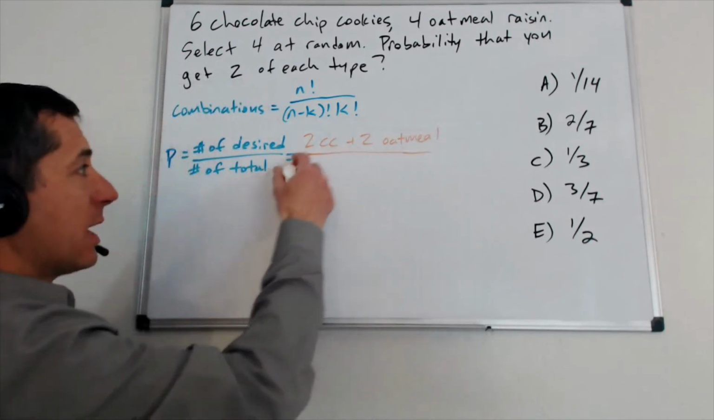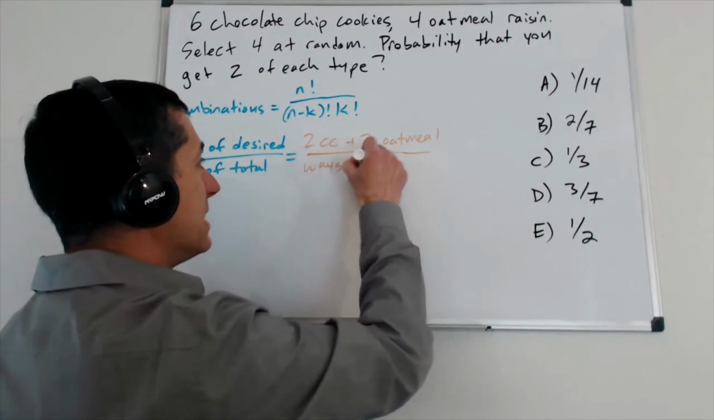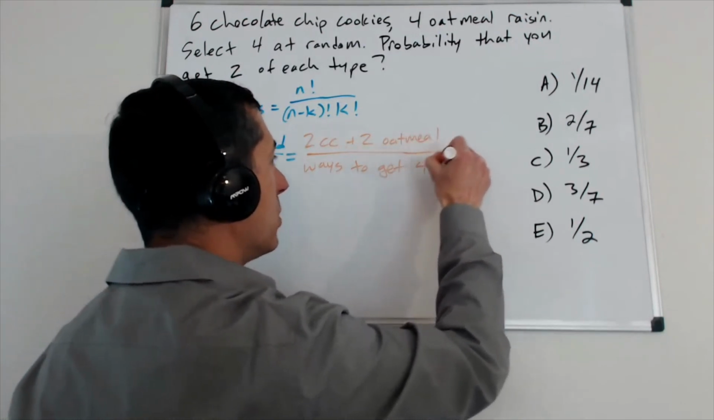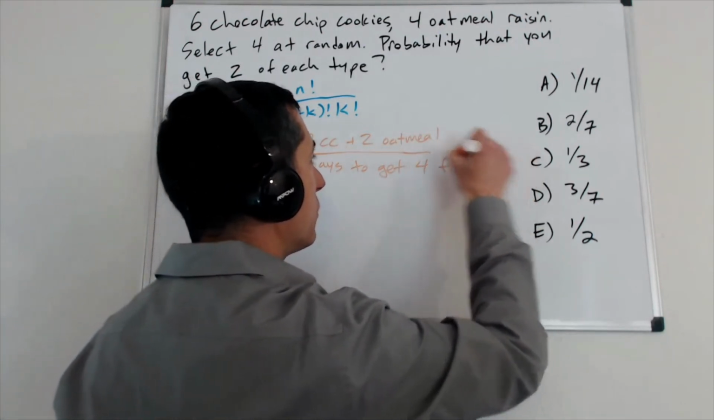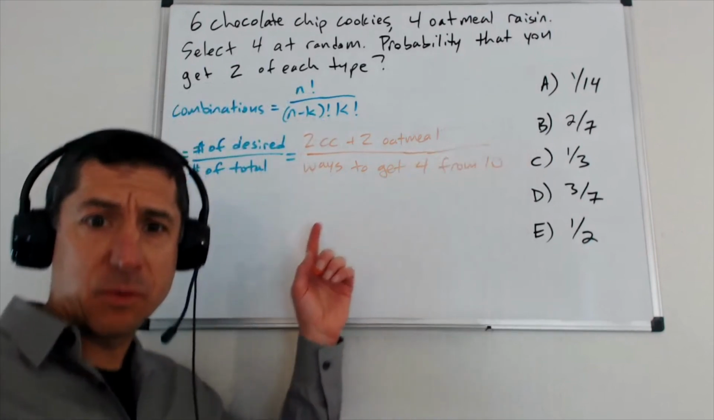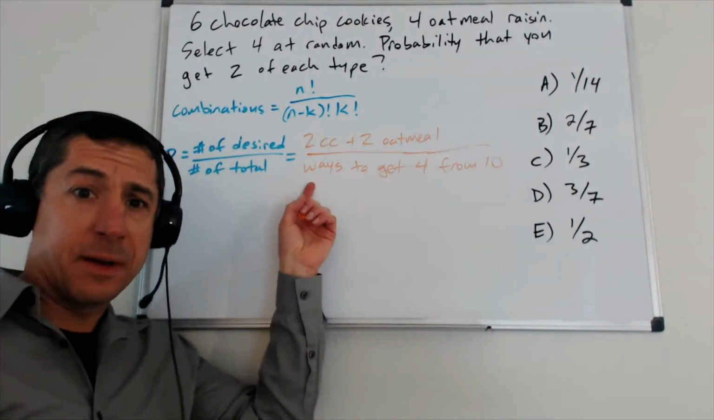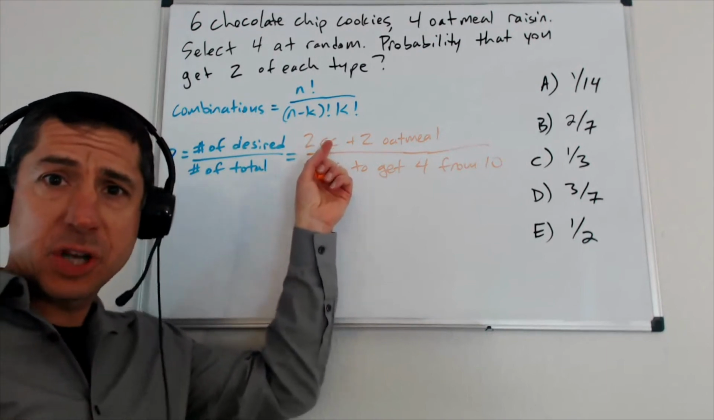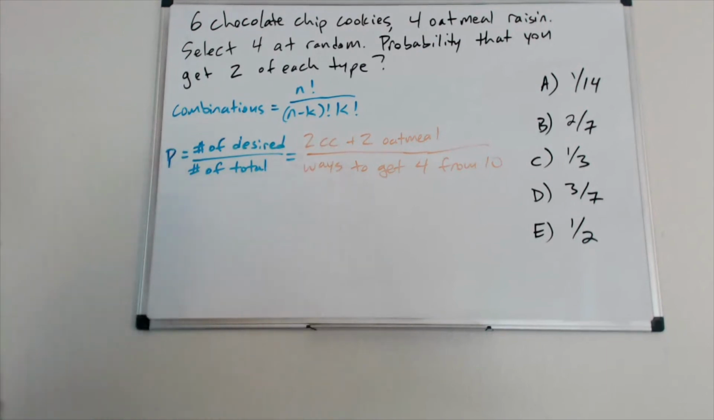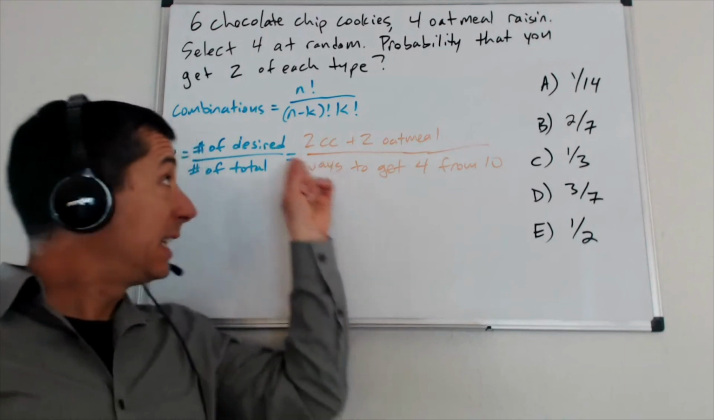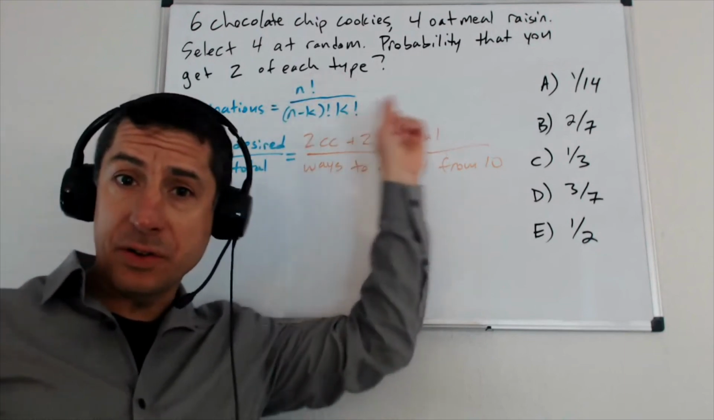And what's the total outcomes? That's ways to get 4 cookies from 10, right? So if I randomly select 10 cookies, how many ways can I get 4 of them? And now how many ways can I get 2 chocolate chip and 2 oatmeal cookies? Okay, really, this is just recycling this formula 3 times, and that's all there is to it.